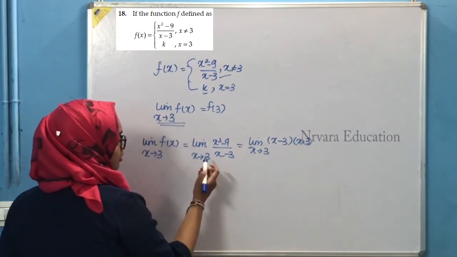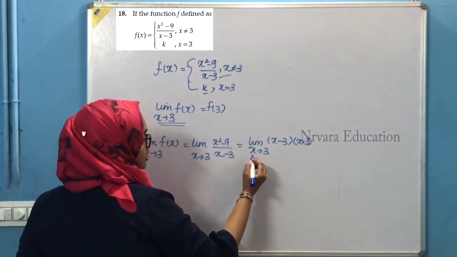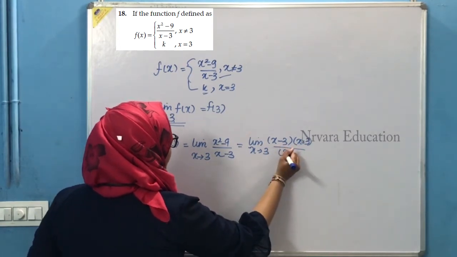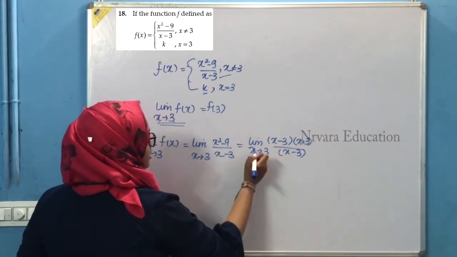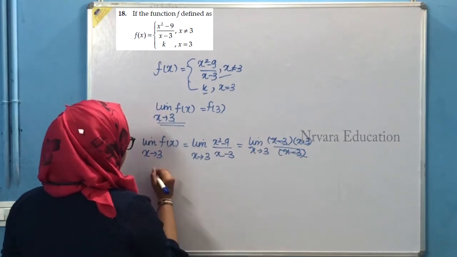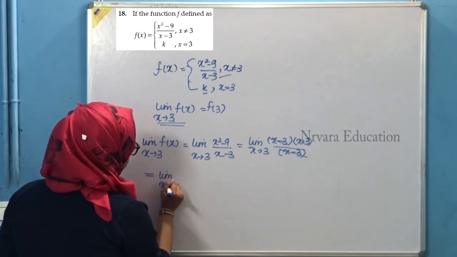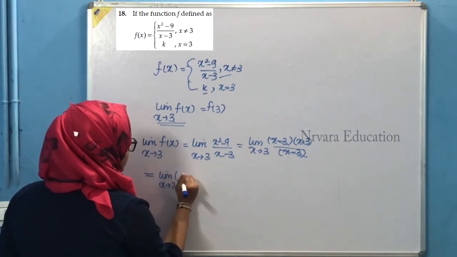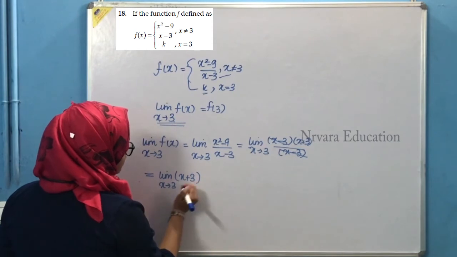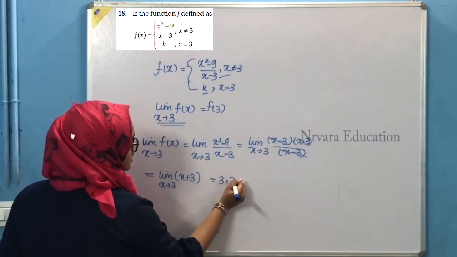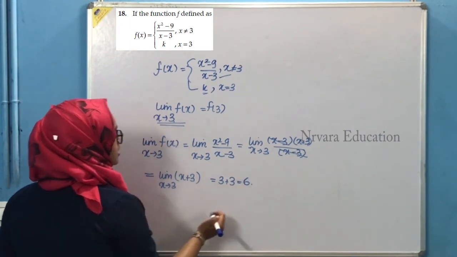Since this is of the format a square minus b square, which will be equal to a minus b into a plus b, divided by x minus 3. Now we can cancel these off and we will get limit x tends to 3 x plus 3. Now substituting the value of x, we get 3 plus 3, which will be equal to 6.